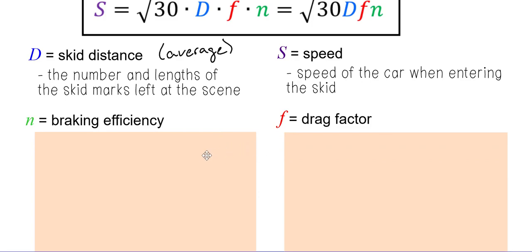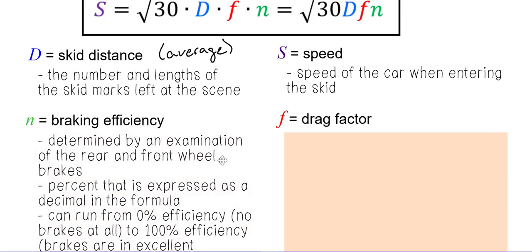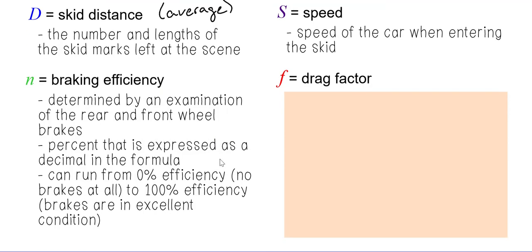The braking efficiency, okay, so this is determined by an examination of the rear and front wheel brakes. It's a percent that is expressed as a decimal in the formula, because remember, you have to change percents to decimals when you're using them in math. And it can run from 0% efficiency, which means you have no brakes at all that are working, to 100% efficiency, brakes in excellent condition.